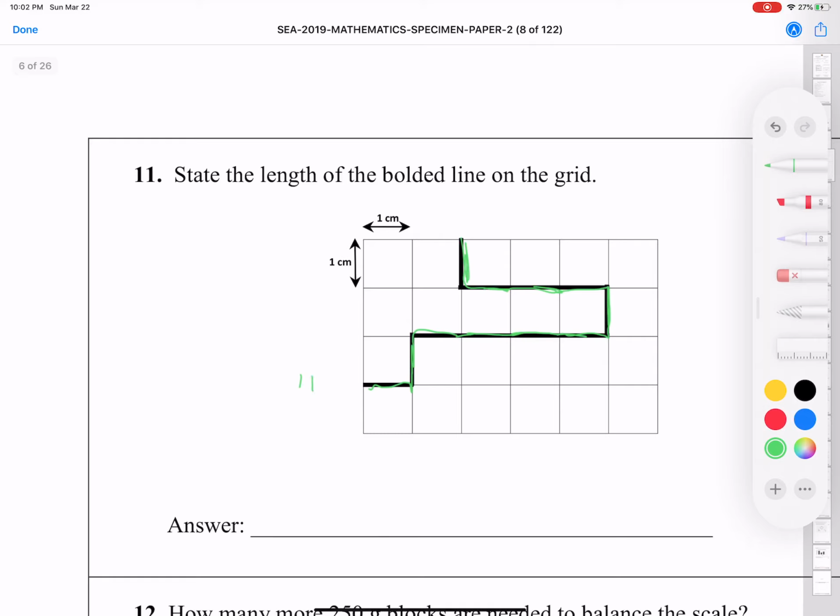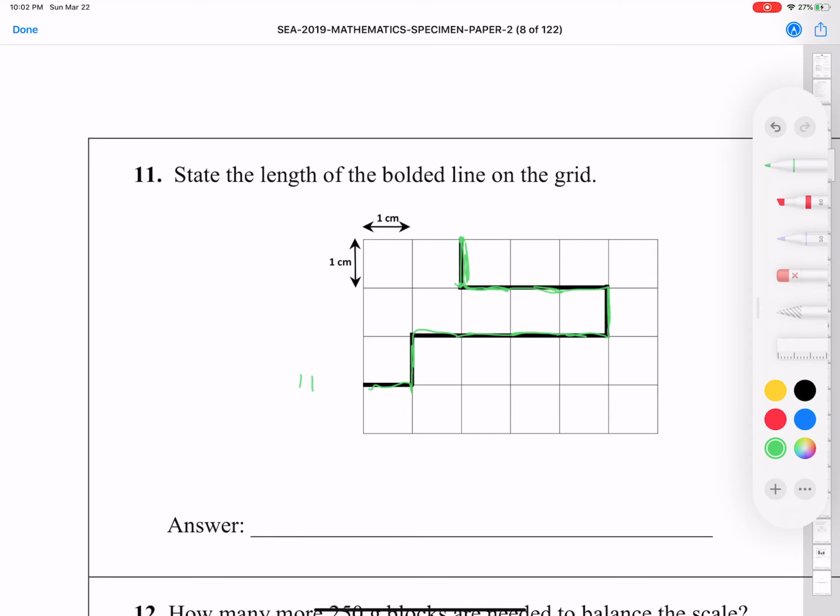1, 2, 3, 4, 5, 6, 7, 8, 9, 10, 11. Now, an easy question like this, I would have thought nobody should be getting it wrong. What happens is that some children start to count points from the end of the line when they should be counting lines. All right, so be very careful with that.